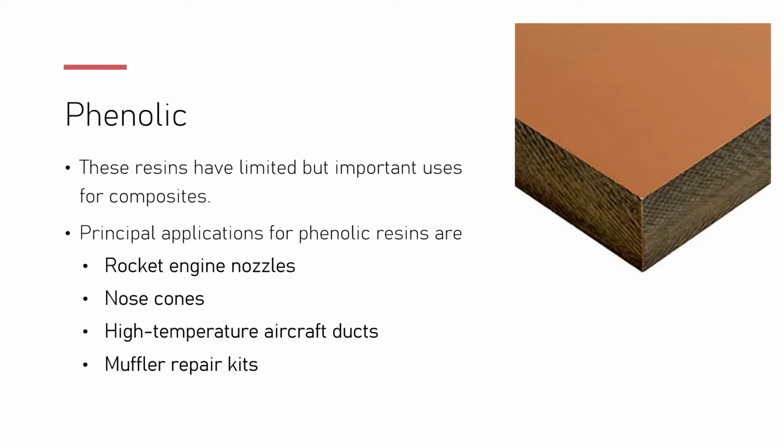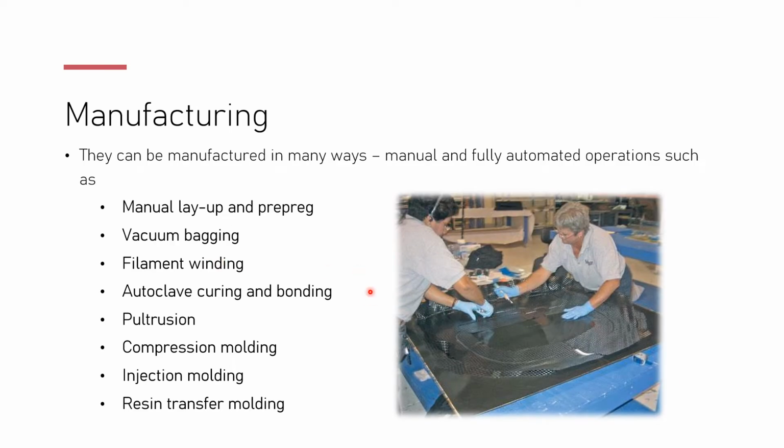So let's go to the next one, the manufacturing. How are we going to manufacture the plastic composite? We're going to use all of this. The very first one is manual layup and prepreg. Second is the vacuum bagging method, then filament winding, the autoclave method, pultrusion, compression molding, injection molding, and resin transfer molding. We already studied all of that, and we're going to pay attention to this.